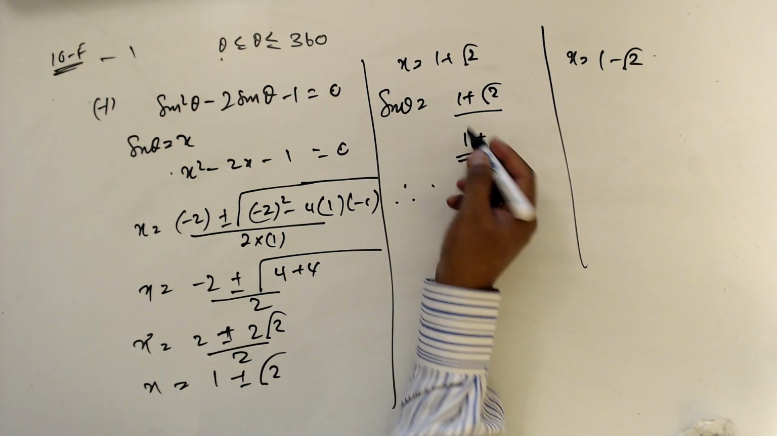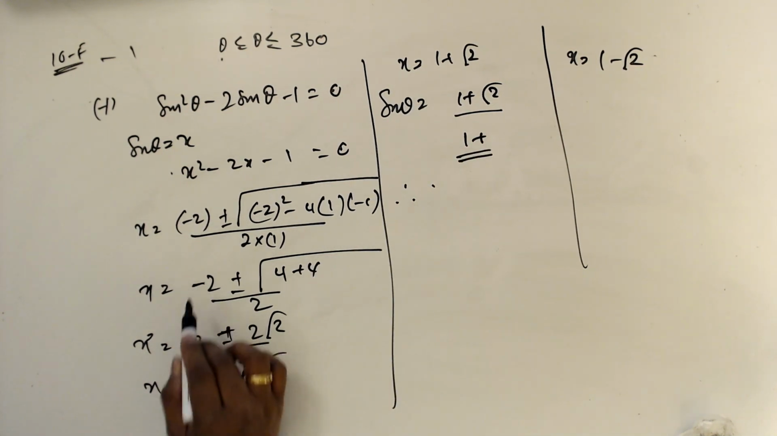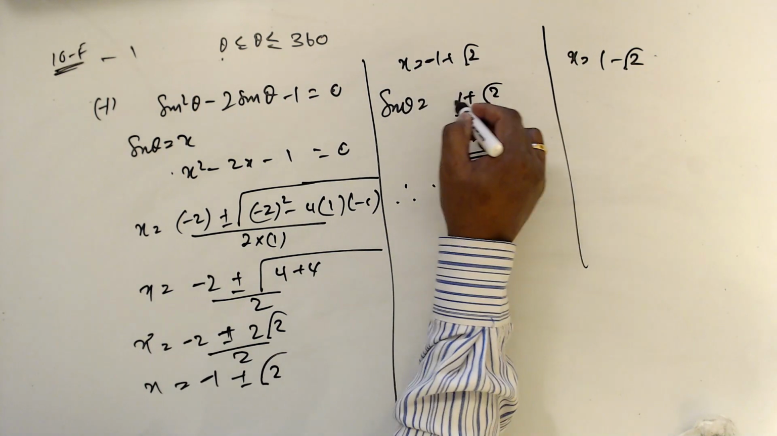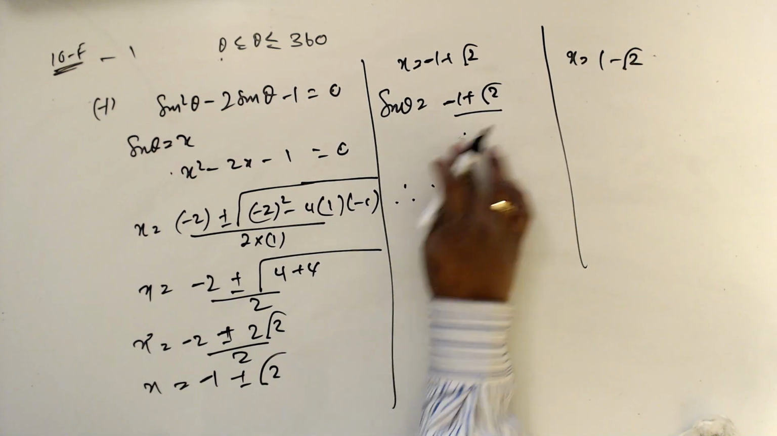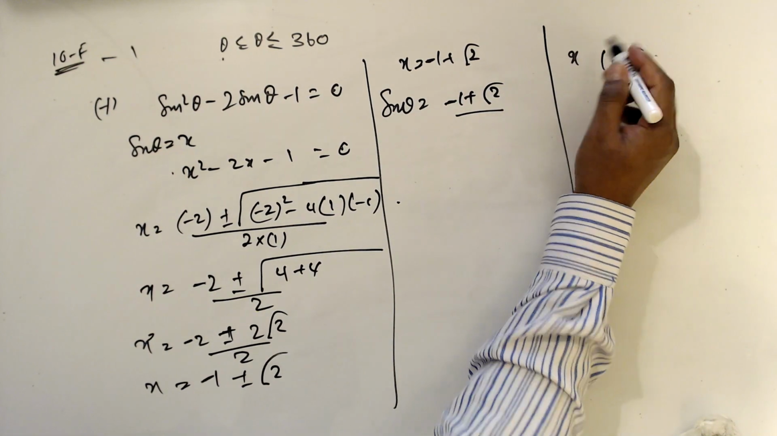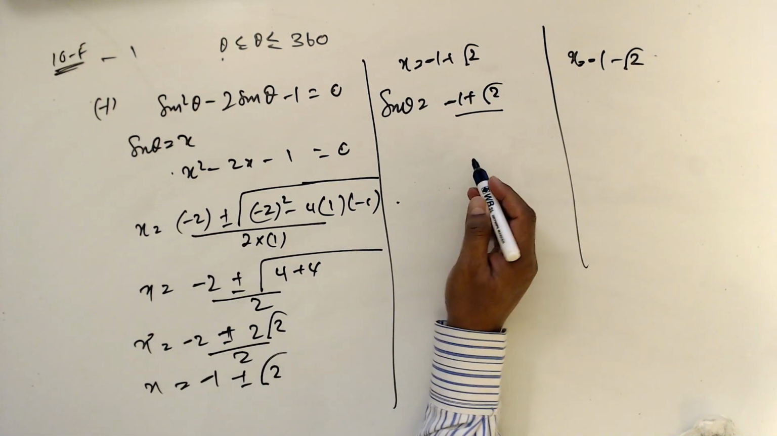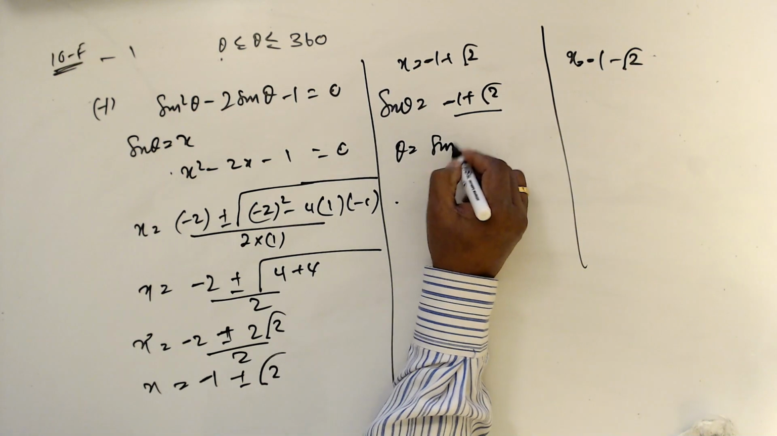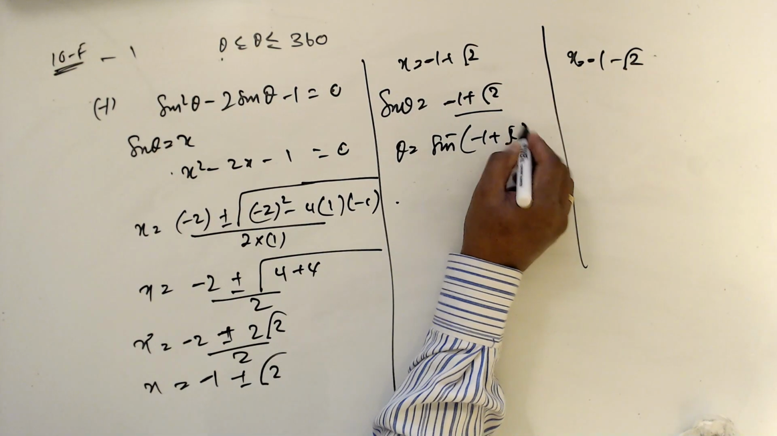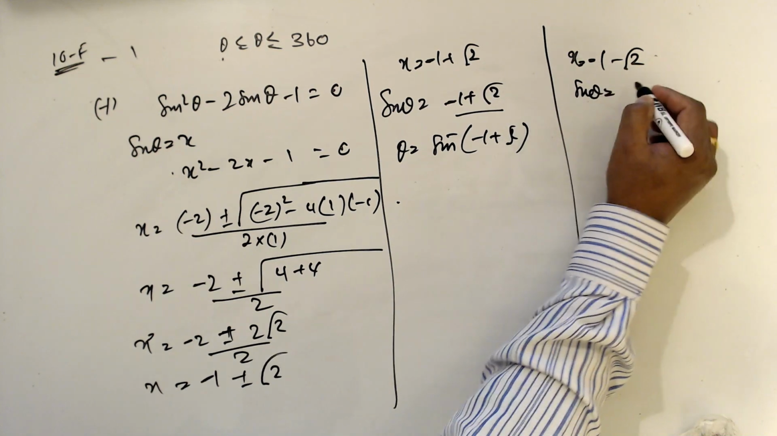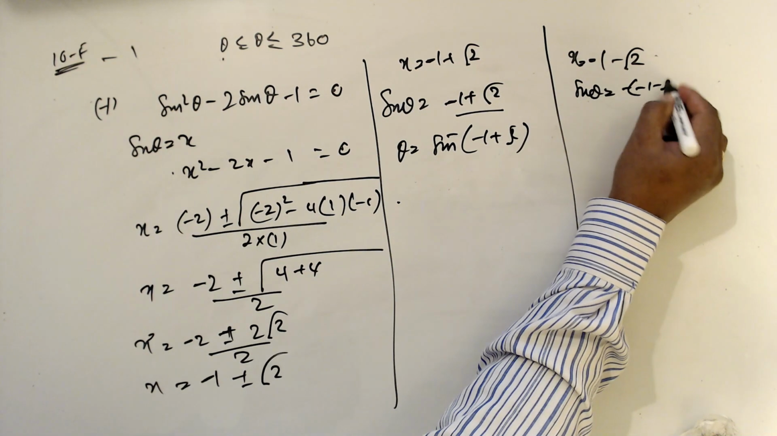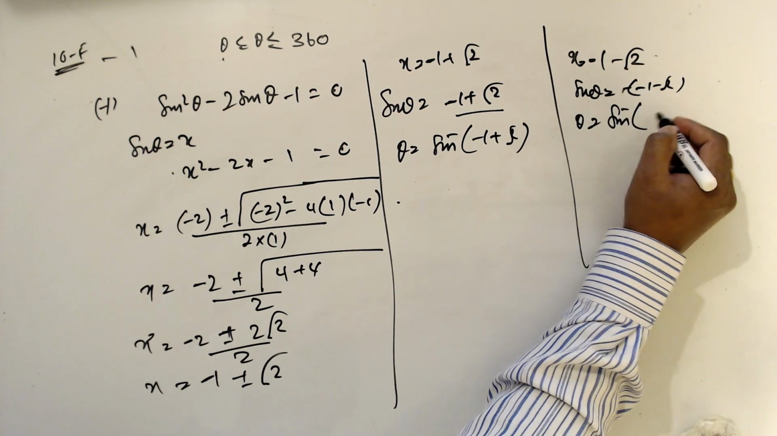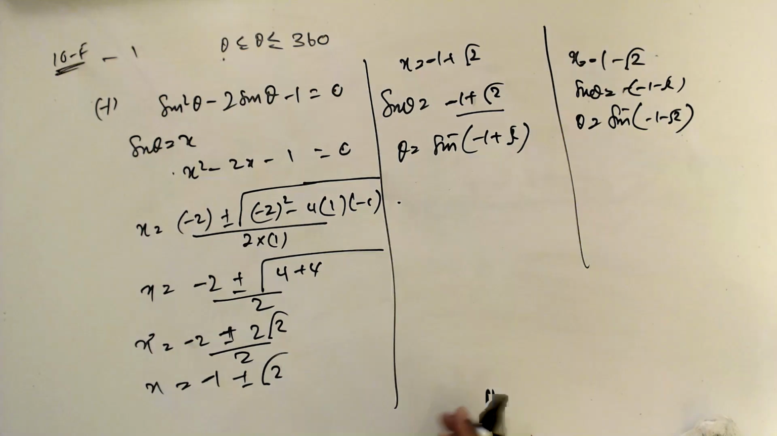Let me do a small correction. This is minus, I lost this one. This is minus 1, and this is minus, and this is minus. As a result, there are solutions. And this is also minus, hence there are solutions. So theta equals sine inverse of minus 1 plus square root 2. And sin theta equals minus 1 minus square root 2, so theta equals sine inverse of minus 1 minus square root 2.